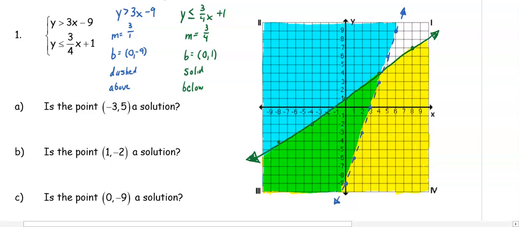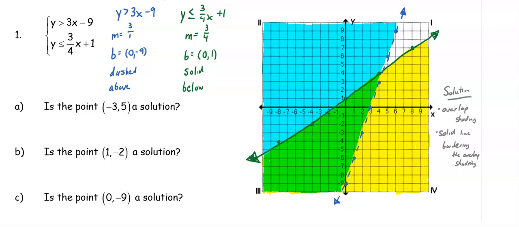Now that we have our shaded region, we're going to see if something is a solution. To be a solution, it needs to be in the overlap of the shaded regions, or it needs to be on a solid line bordering the overlapping shaded region. So anywhere this is green, because the yellow and the blue have overlapped, is going to be a solution, as well as anything on this solid green line.